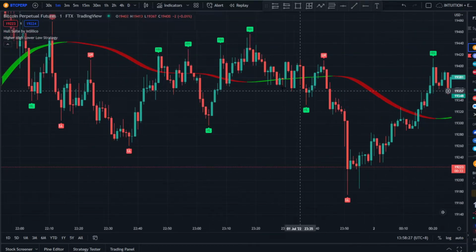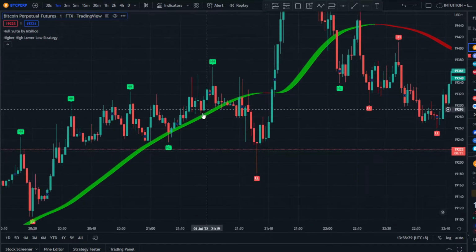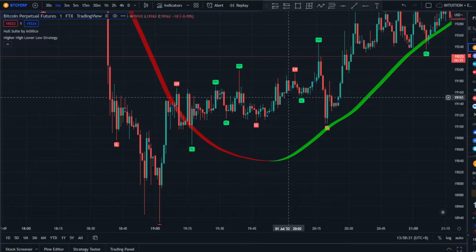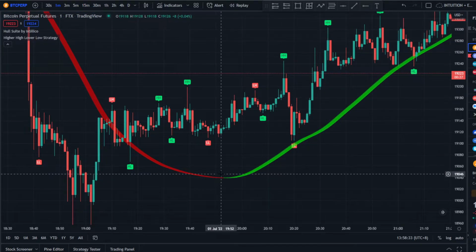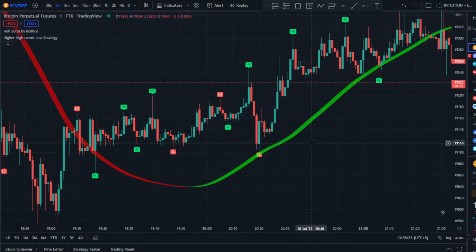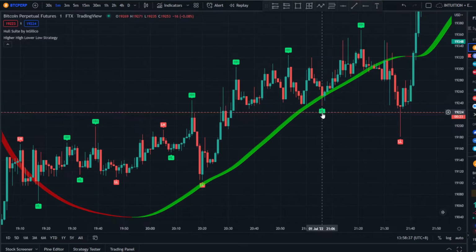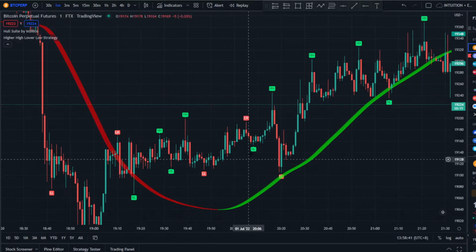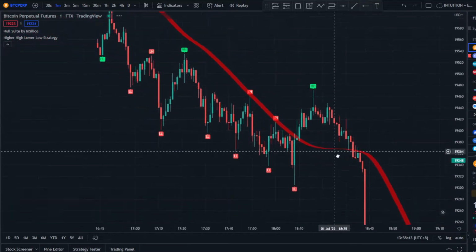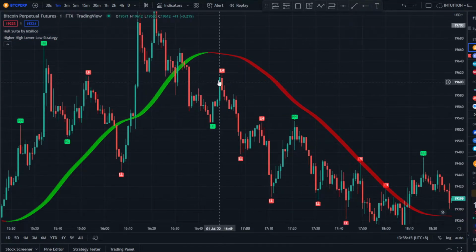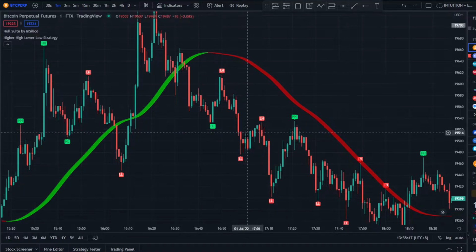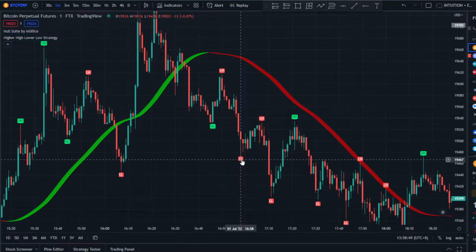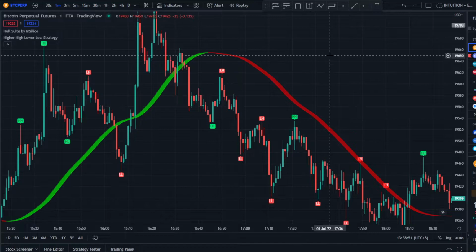So how does this strategy work? Basically, you want to wait for a trend change. In this case, the red turns to green, and you want to wait for a higher low to form together with a higher high. That is for a long position. For a short position, you want to wait for a lower high to form before a lower low to form. So let me show you guys how this works.